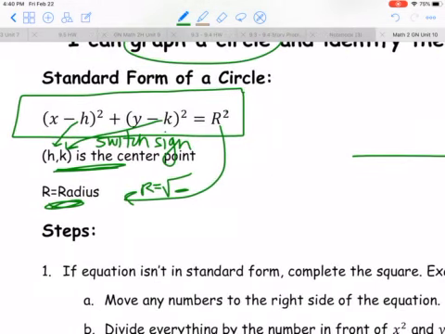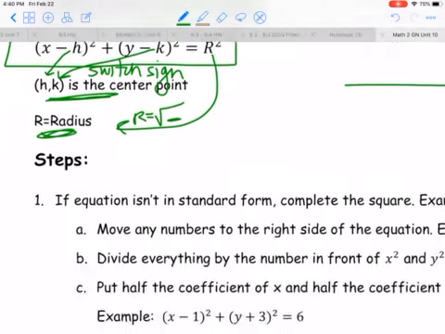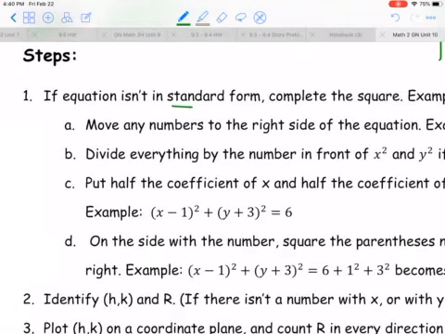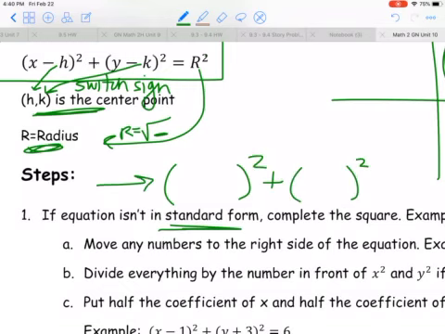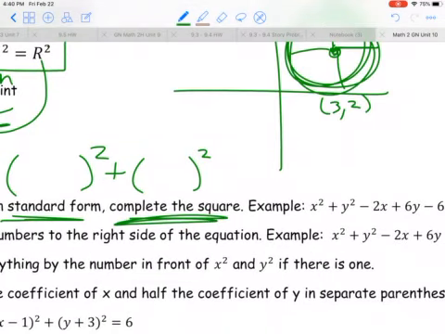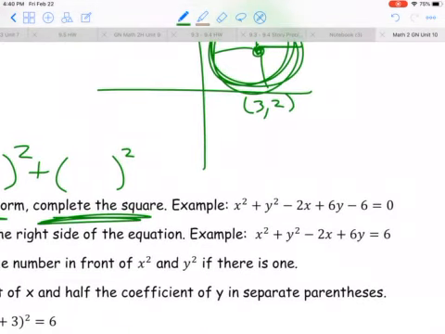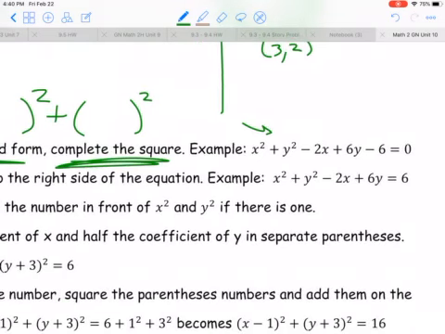Okay, most of that's super straightforward, but the tricky part is if it doesn't have standard form already given. So standard form is if you have the parentheses. And if you don't see that, then you have to complete the square. So an example of this would be like this guy right here, where you have all these numbers and letters but no parentheses separating them. So the first thing, the 6 has to move.